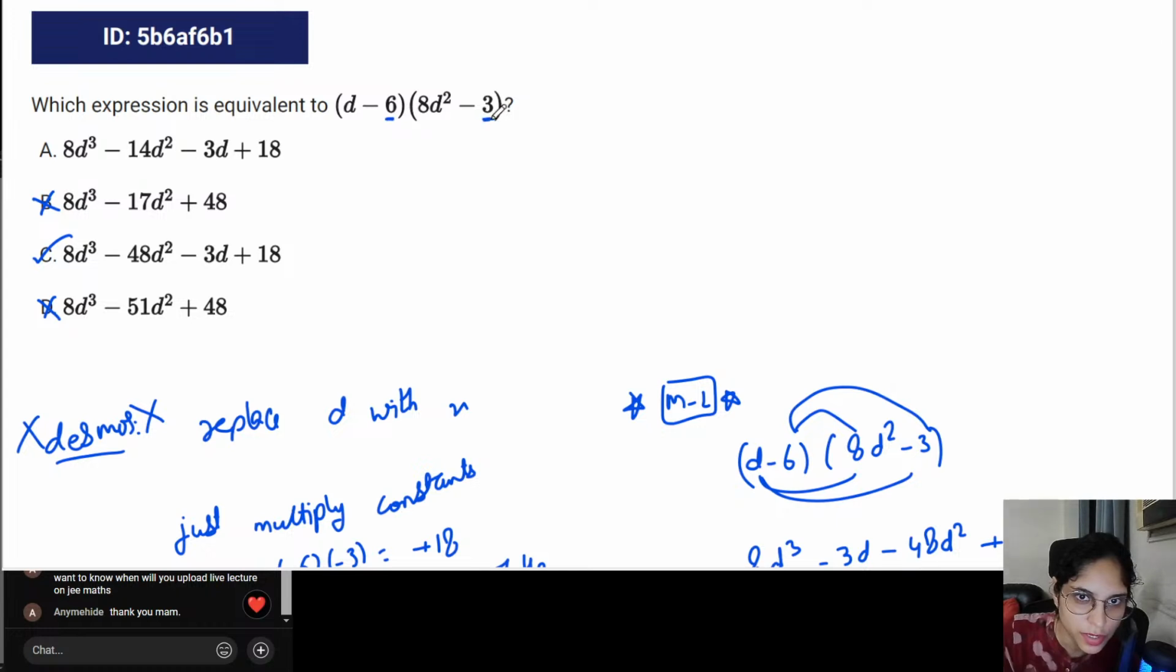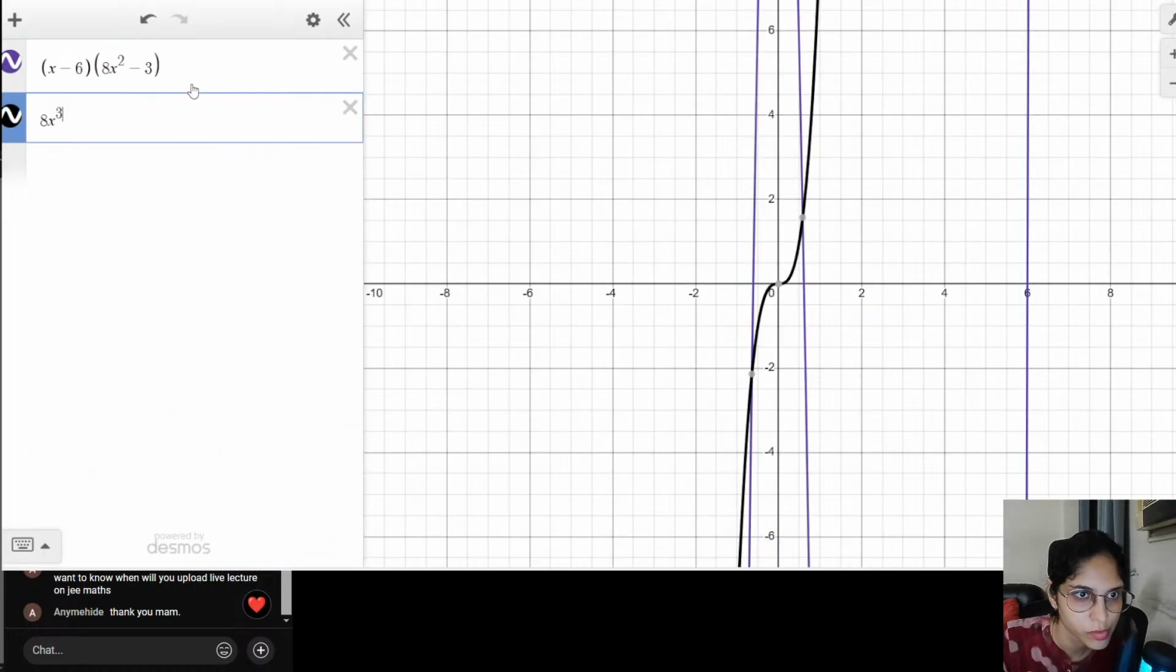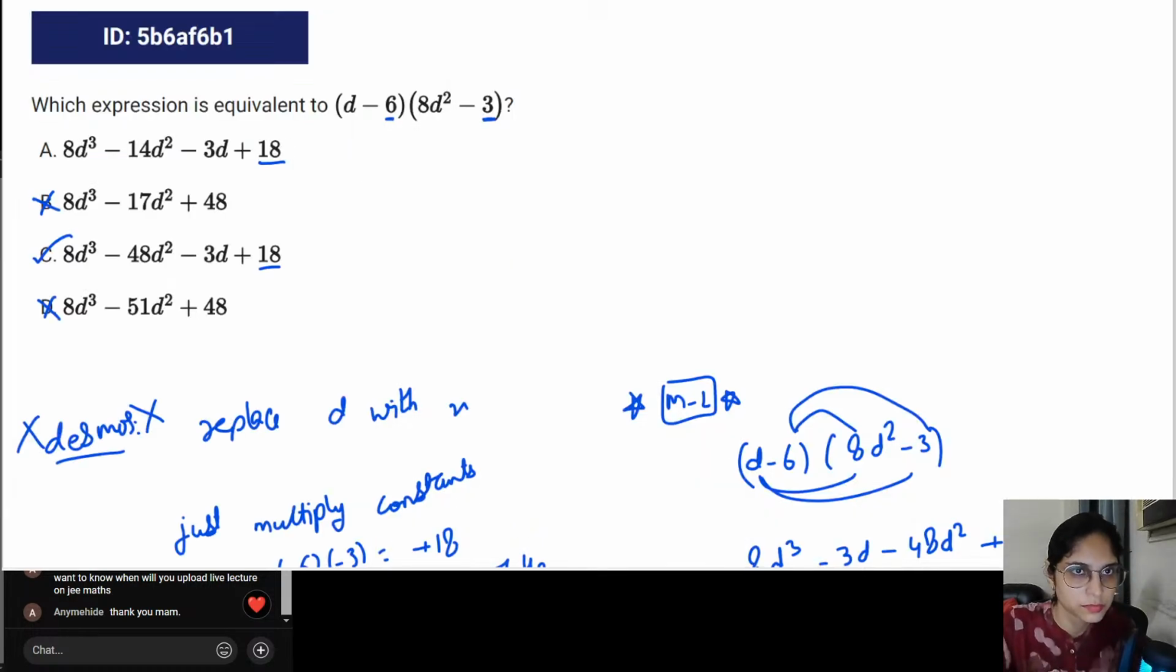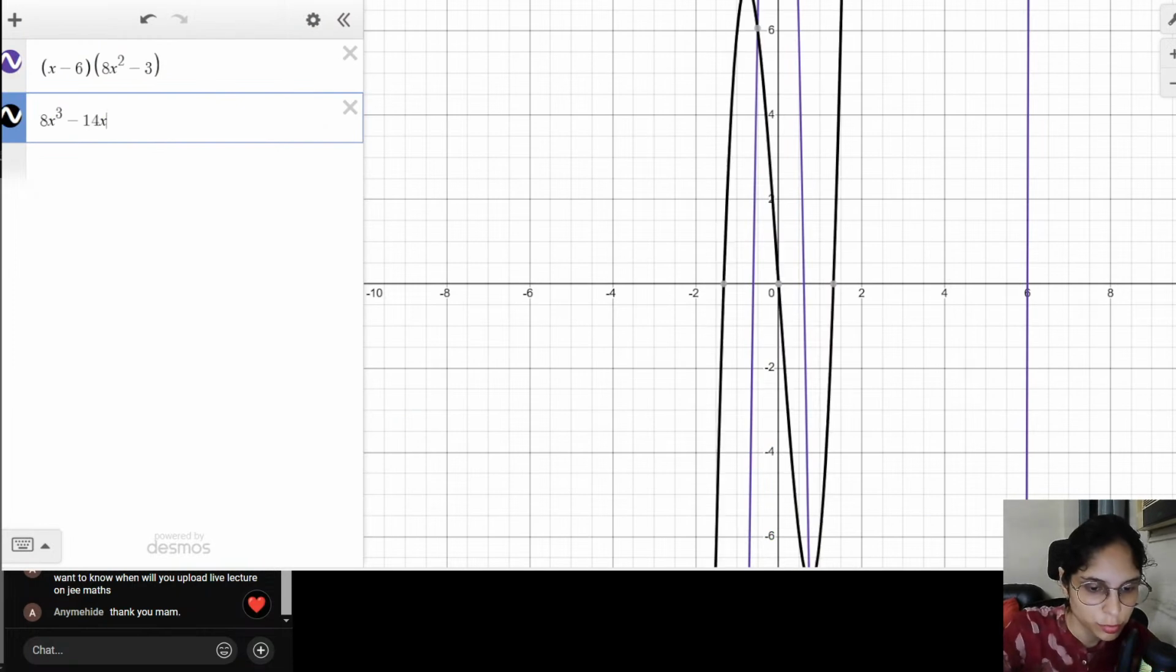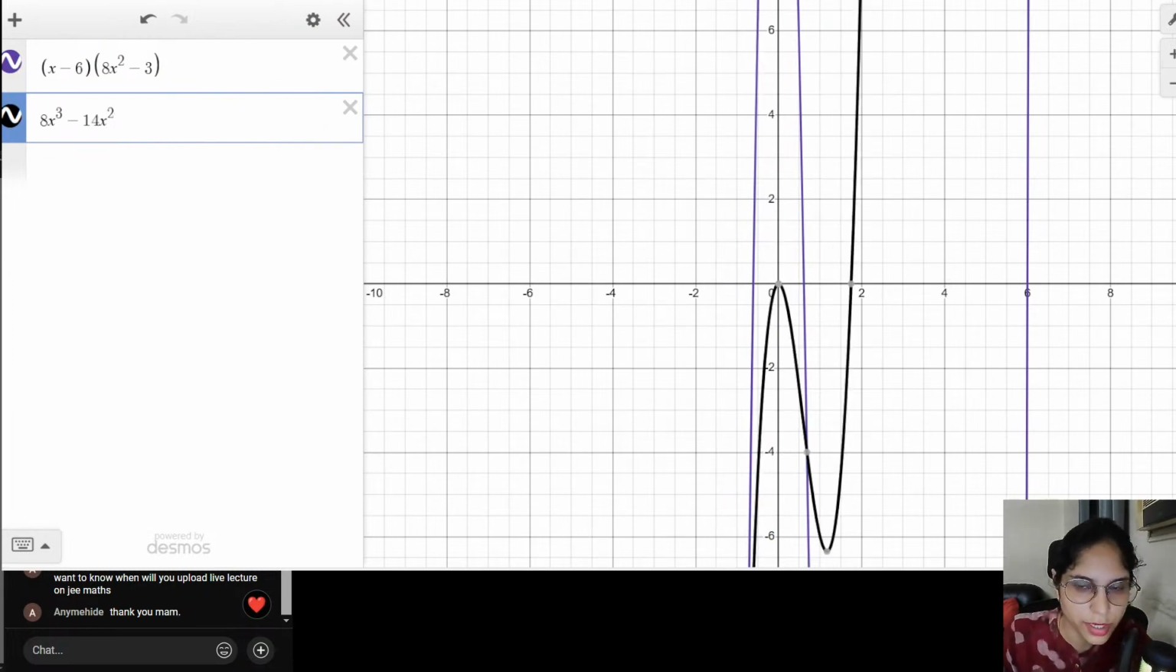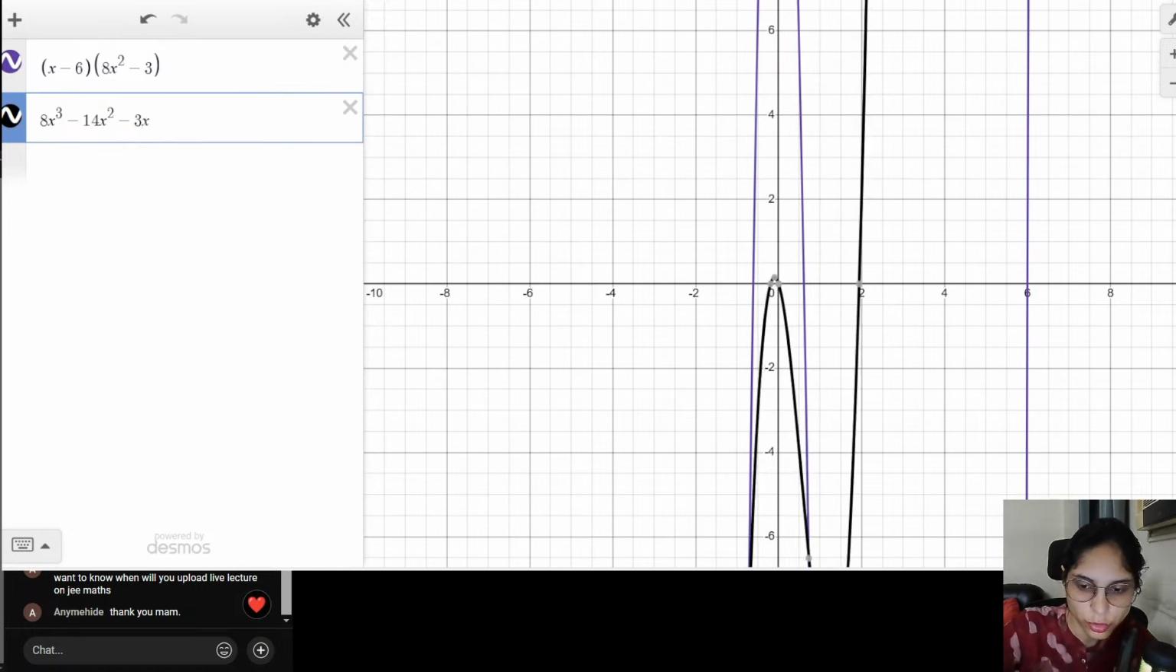Always multiply the constants together and these ones together, but no need here because in all the options you can see it's 8d cubed, so that is not going to make any difference. So you should get plus 18, plus 18. Rest of the options are eliminated, and now these 2 options you can try in Desmos. So be a little smart. Don't try all 4 options because that will take a lot of time. And you don't have to do lots of things also.